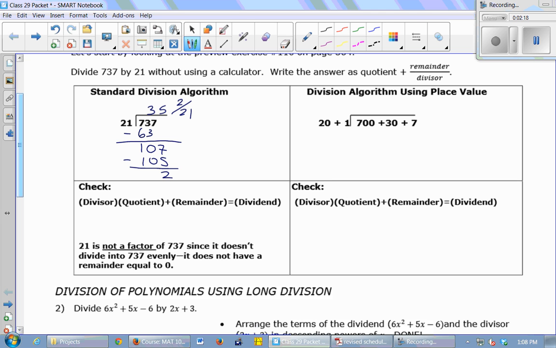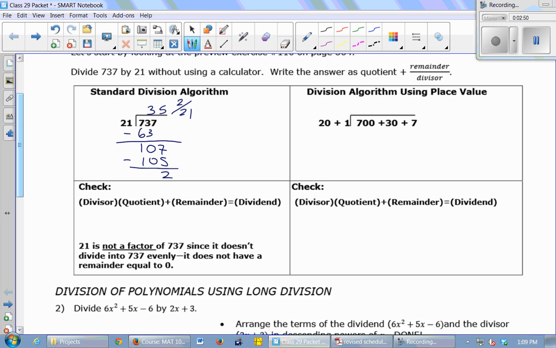That's the fractional piece. All right, so now we're going to do the same problem, but we're doing it in a slightly different algorithm that uses place value. So we were using place value over there, but it's so deeply ingrained in us that we don't even really see that that's what we're doing. So I'm just going to write it out the long way here. So I wrote 21 as 20 plus 1 and 737 as 700 plus 30 plus 7. So I'm grouping it by place value.